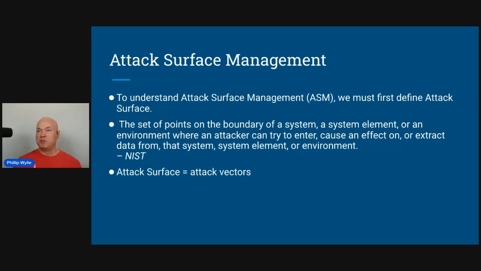To define attack surface management, according to NIST, it's the set of points on a boundary of a system element or an environment where an attacker can try to enter, cause an effect on, or extract data from that system element or environment. So we need to really understand that before we get into it. Attack surface is any of your areas that could be prone to attack or breach. And one of the important things when doing any kind of pen test is that you need to define what that attack surface is, to help better scope the targets in scope for the pen test.